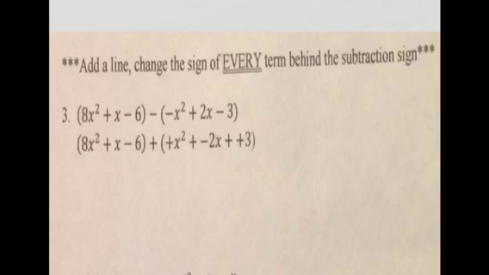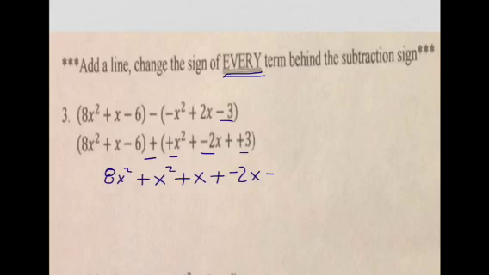When we're subtracting polynomials, we need to make sure that we add a line and change the sign to every single term that is behind the subtraction sign. So you'll notice here we added a line and then we changed the sign of the x squared to positive. This was a positive 2x, so we changed it to a negative 2x. This was a negative 3, so we changed it to a positive 3. Now we're going to go ahead and combine like terms.